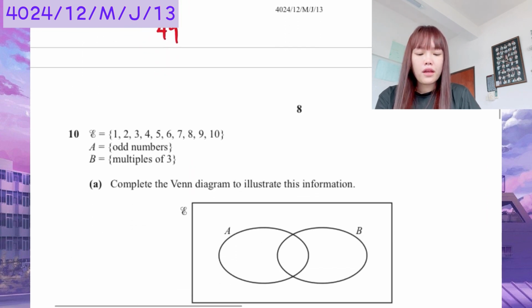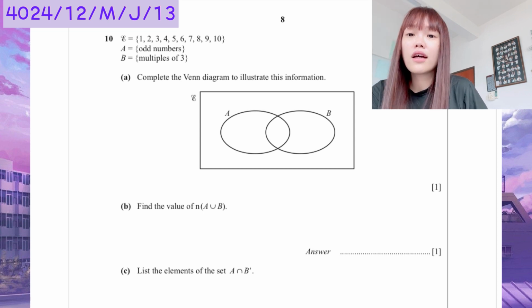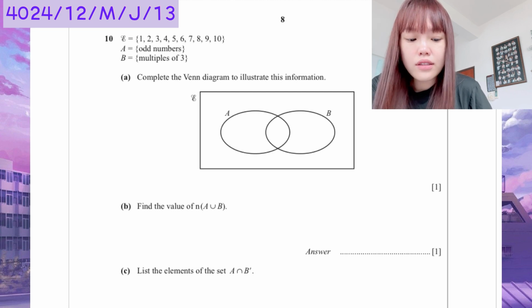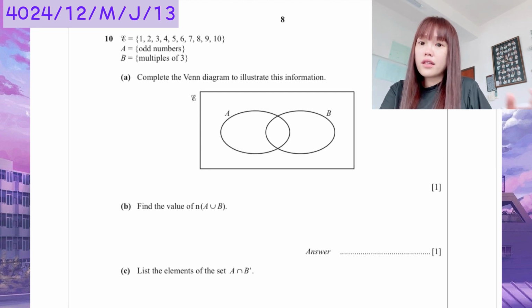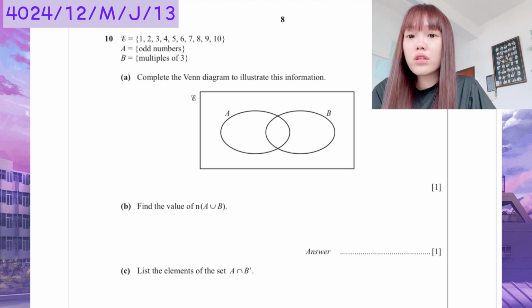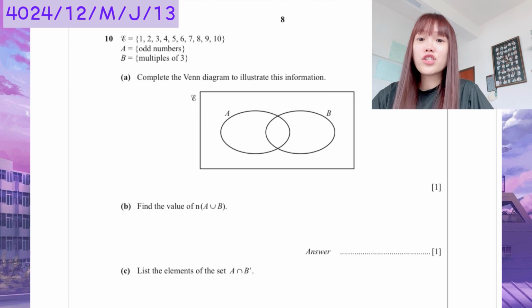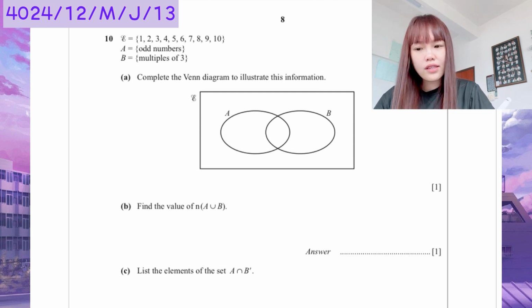Okay. Now let's look at question 10. Some of you haven't learned this yet. It's okay, but if you want to learn, then you can listen here. If you haven't learned yet, you can learn in school. And if you're taking this coming May June exam, you can listen to this explanation here. Okay, so question 10, this is under the sets topic.